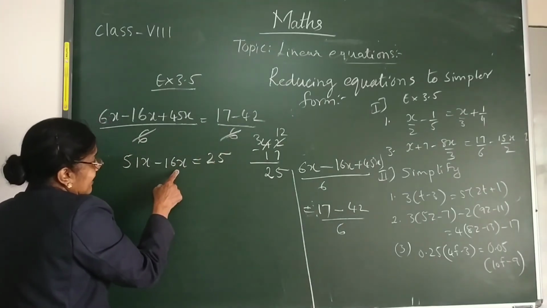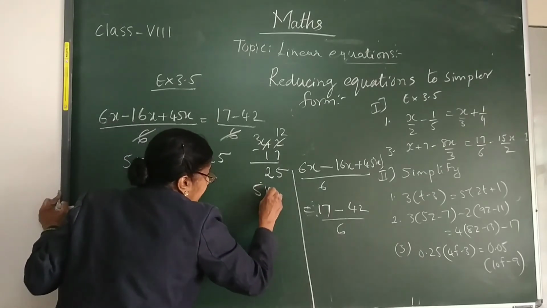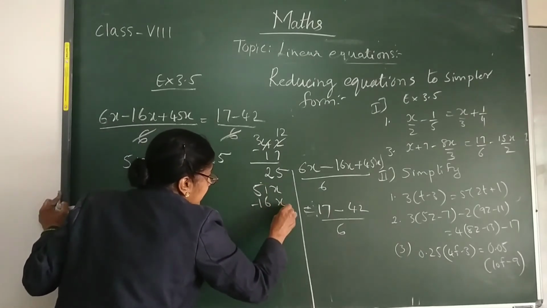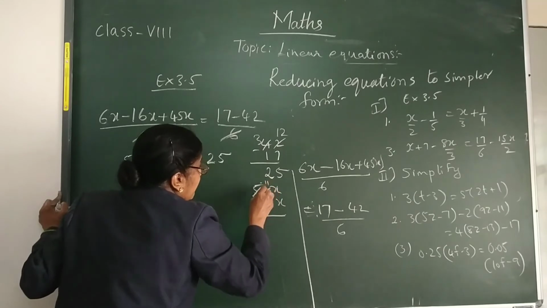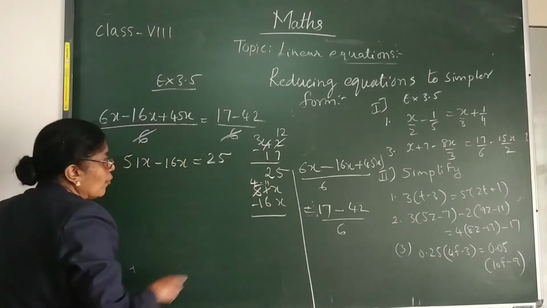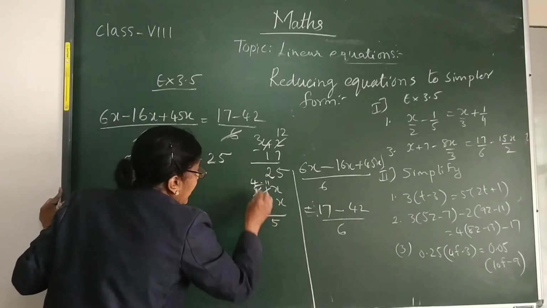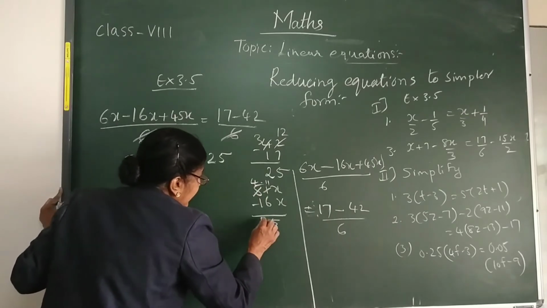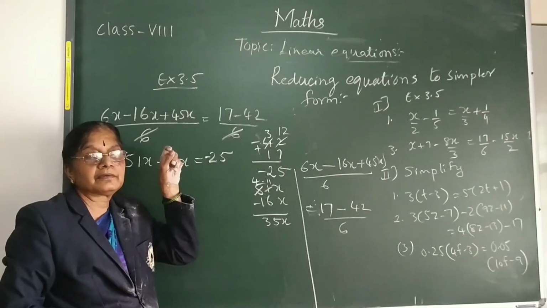51 minus 16. So from 51x, you have to subtract 16x. Let us subtract it. Here it will become 11. Here it will become 4. 11 minus 6 is 5. 4 minus 1 is 3. So how much did you get?